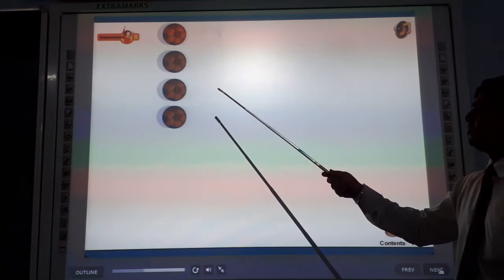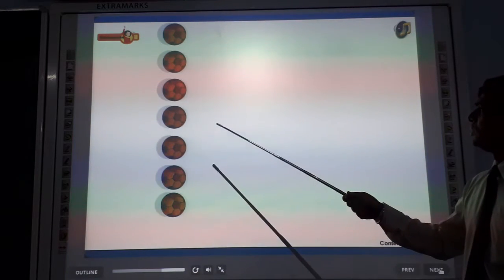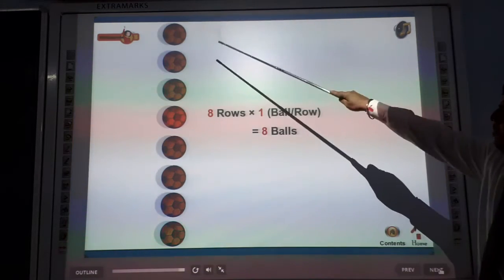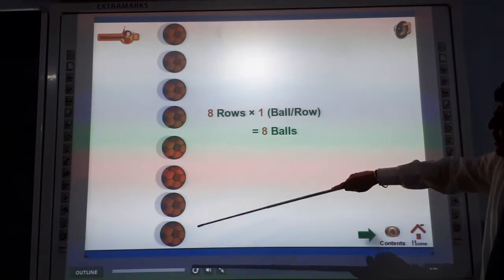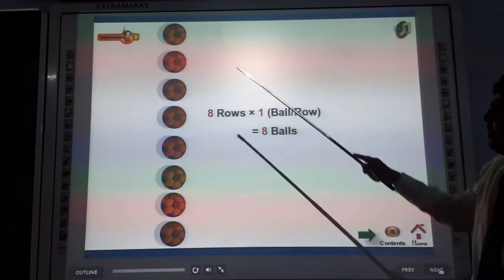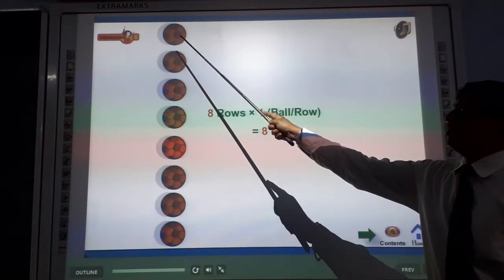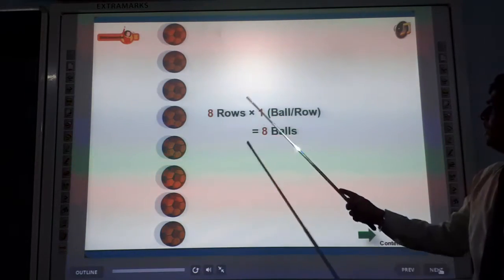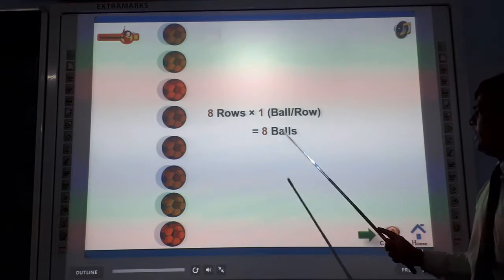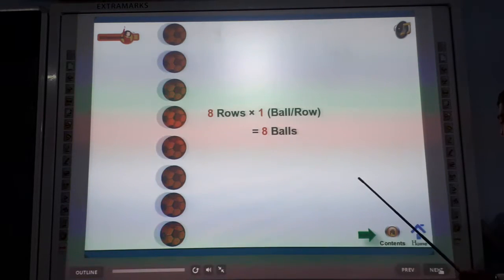Next diagram. Look here. 1, 2, 3, 4, 5, 6, 7, 8. 8 rows multiplied by 1 ball. Each row is equal to 1 ball. 8 rows multiplied by 1 is equal to 8 balls. Look at this.